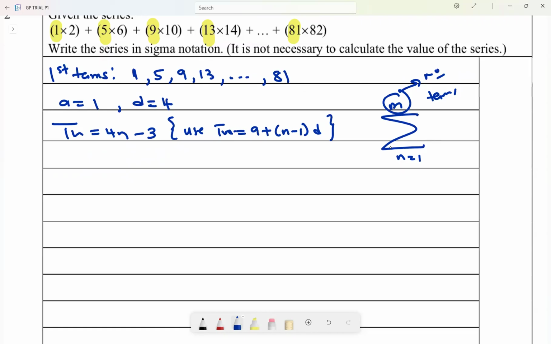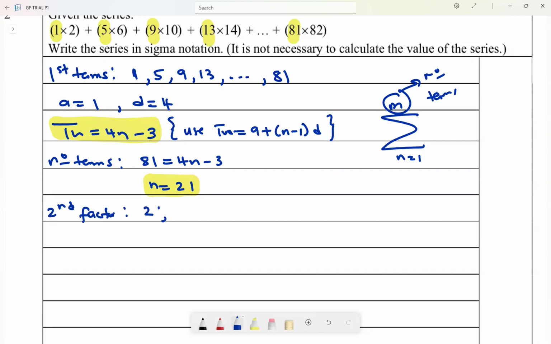If the last term is 81, remember I said the last term is always 81. Let's find the number of terms. 81 is equal to 4n minus 3. The last term is 81. When I do mathematics, 81 plus 3 is 84. 84 divided by 4, n is equal to 21. So I have 21 terms. Very important part. I have my Tn. I have my n terms. Okay, cool. And then let me go to the second factor.